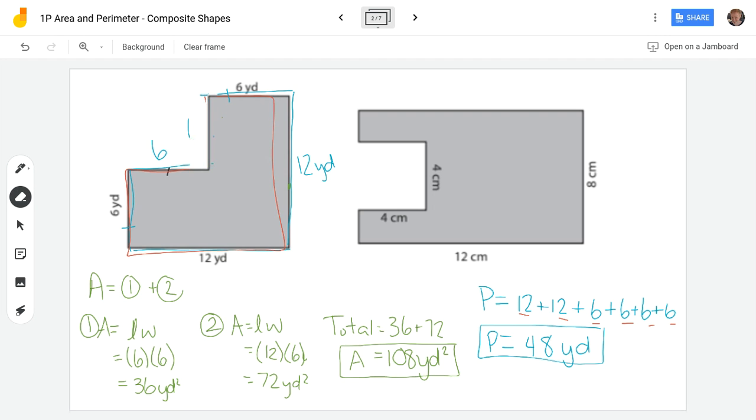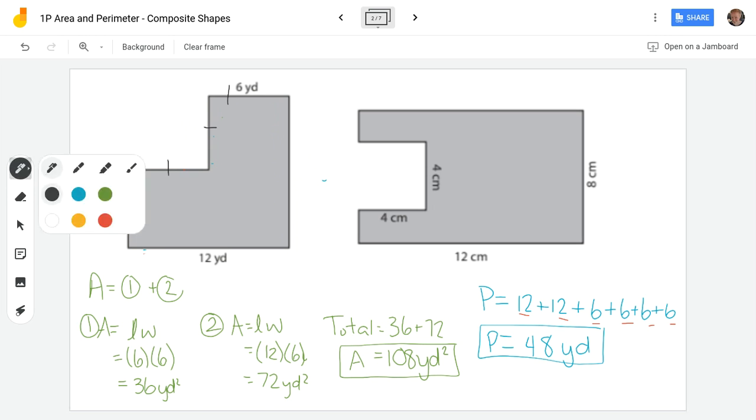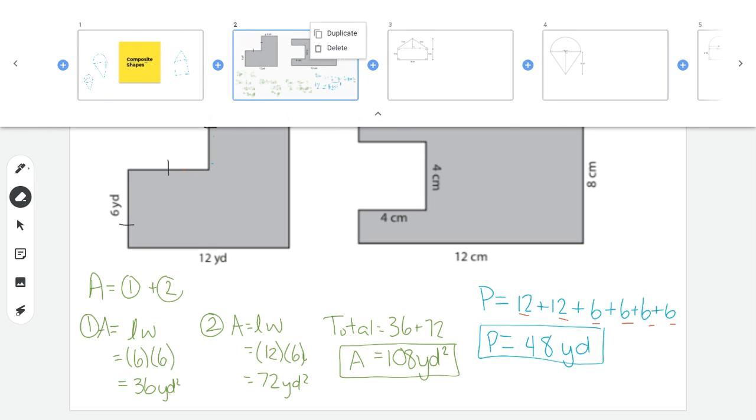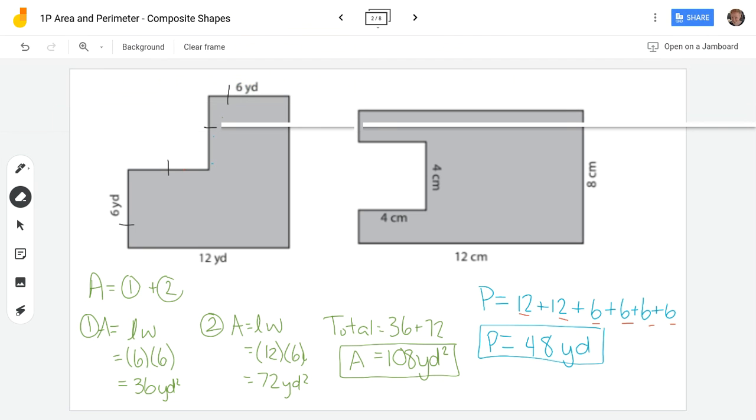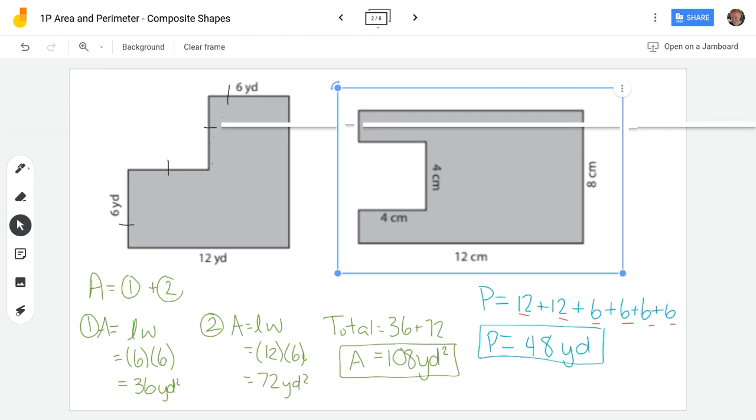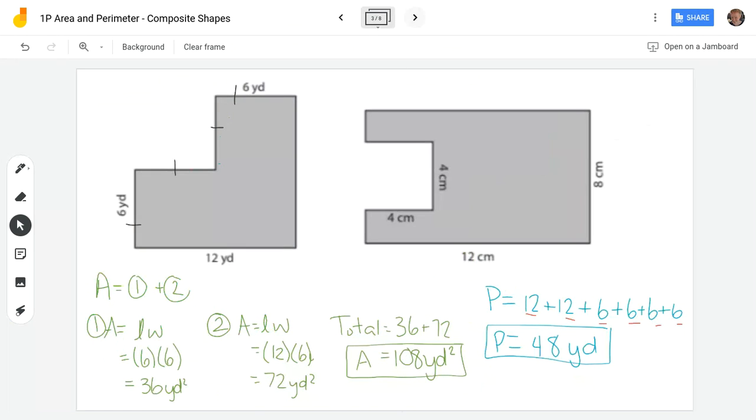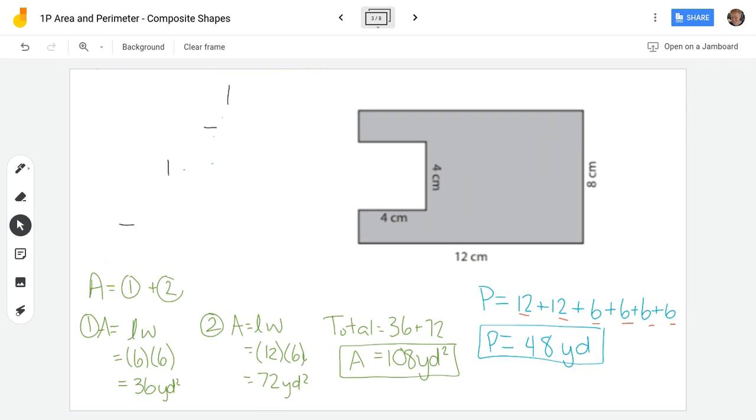I'm going to erase all of these little scribbles for later and put these lines back on. Now I'm just going to duplicate this so that we can do the other one on another slide, so it doesn't get too cramped on here. So this piece I'm going to delete, and then here.